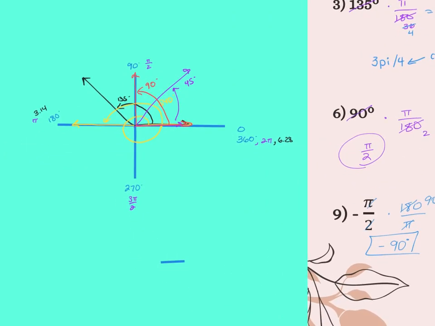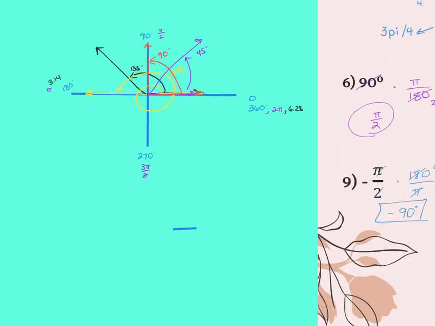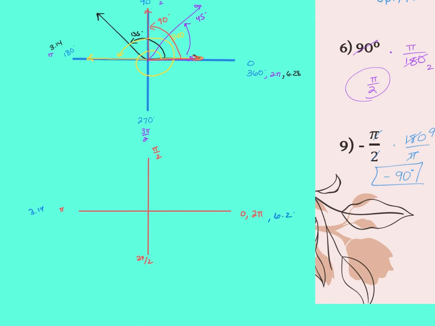Is that the last of the degrees? Yeah, okay. I'm going to redraw it so that we can clean it up. In terms of radians, so 0, pi over 2, pi, 3 pi over 2, 2 pi, and I'm going to add on here 3.14 and 6.28.